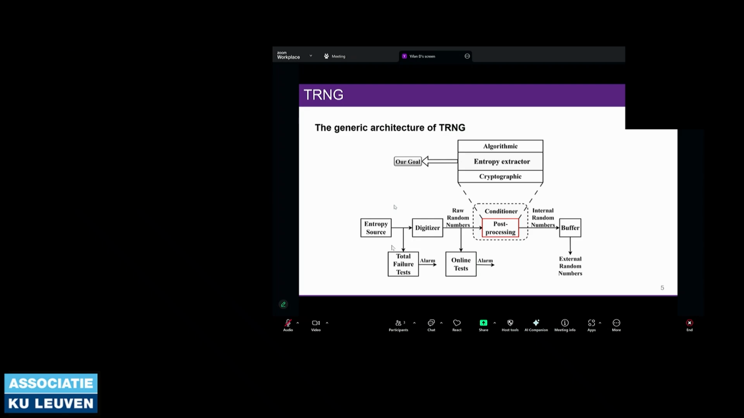There are 3 types of post-processing methods. First, there are simple algorithmic post-processing methods. They are easy to implement but have many limitations. Second, we have cryptographic methods with computational security, but they are more complex. The third type of post-processing is entropy extractor, which falls between the first 2 types, which is also our focus. They are more complex than algorithmic post-processing, but still more straightforward than cryptographic methods.